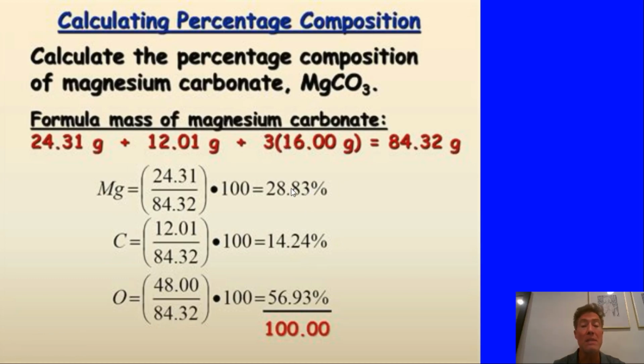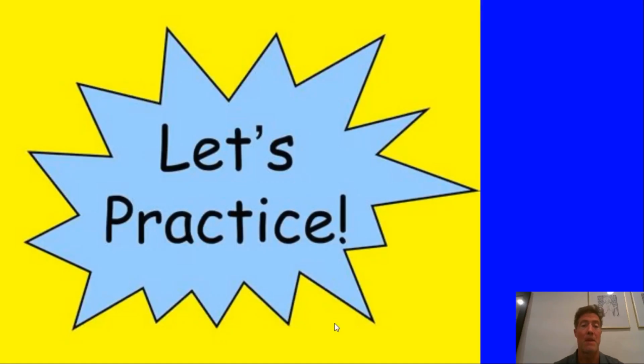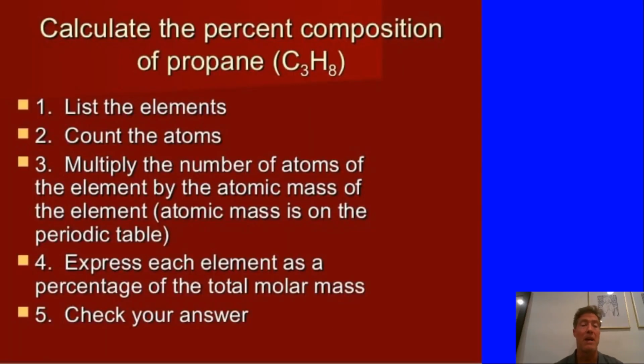And notice that these percentages all need to add up to 100%. That makes sense because all 3 of these together make up 100% of the compound. Therefore, their relative percentages must total 100. So that's a good check on whether you've done your math right. Now let's practice another one. Let's calculate the percent composition of propane, which is C3H8.